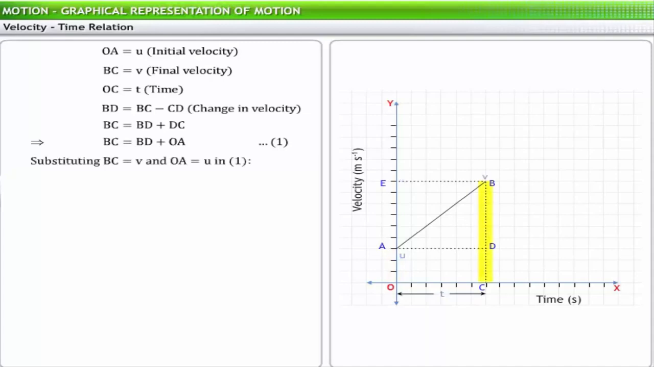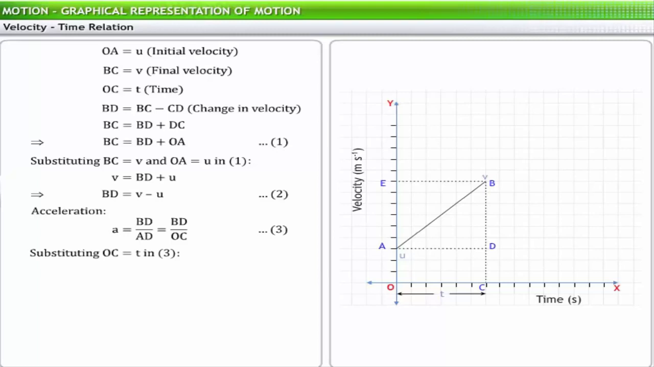Substituting BC is equal to V and OA is equal to U in equation 1, we get V is equal to BD plus U, or BD is equal to V minus U as equation 2. The acceleration of the object is the ratio of change in velocity to time taken. From the graph, acceleration A is equal to BD divided by AD, which is equal to BD divided by OC. Let's call this equation 3.